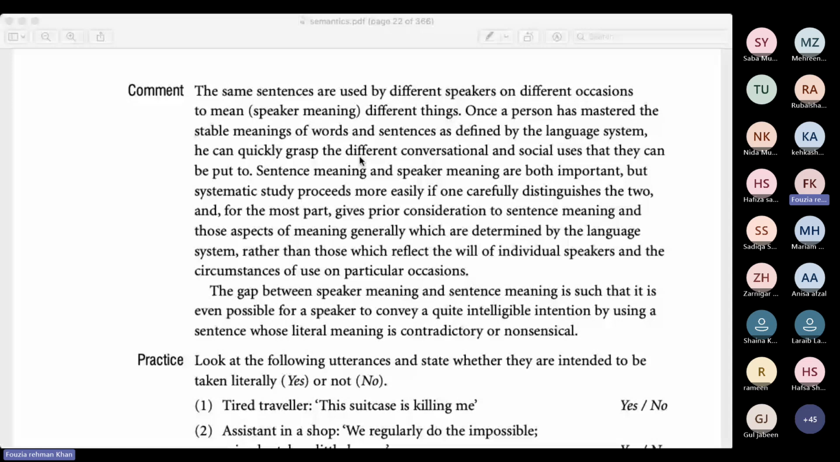So sentence meaning and speaker meaning are both important, but systematic study proceeds more easily if one carefully distinguishes the two and, for the most part, gives prior consideration to sentence meaning and those aspects of meaning generally which are determined by the language system, rather than those which reflect the will of the individual speaker and the circumstances of the use on a particular occasion. Right?